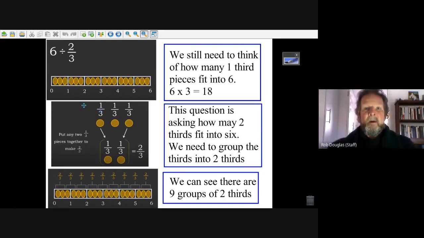Okay. Let's take a look at this. We're going to think of 6 divided by 2/3. Well, we still think about how many thirds there are. Well, just like we did before, there's 3 in each unit. In 6 units, there's 18 thirds. The question is, how many groups of 2/3 go in there? So you'd kind of take a third and paste it together. Let's look for groups of 2/3. Well, there's 2, there's 2, there's 2, there's 2, there's 2. There's 9 groups of 2/3. So we can see the answer is 9.